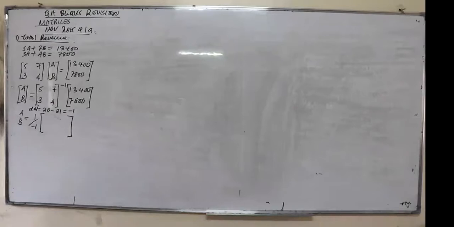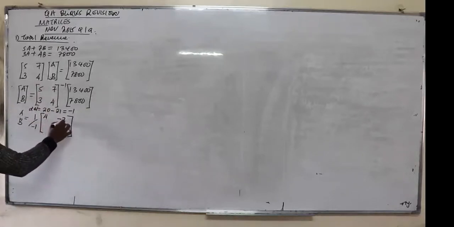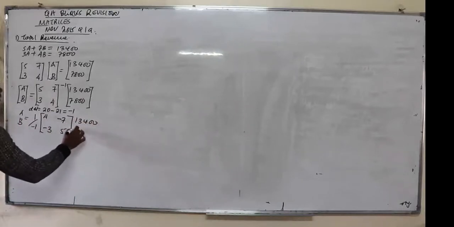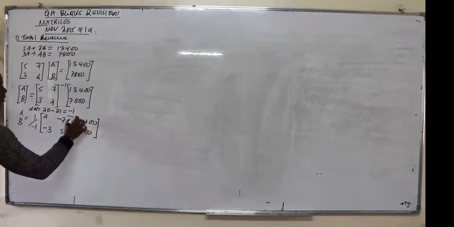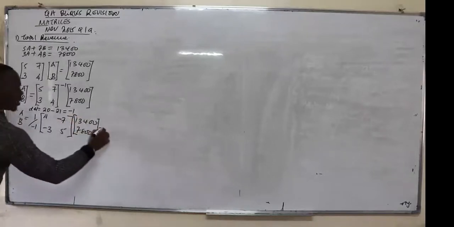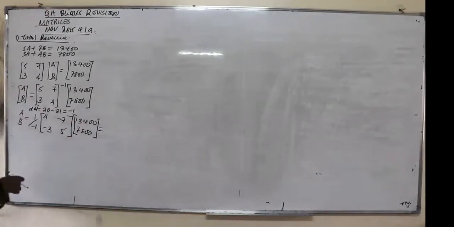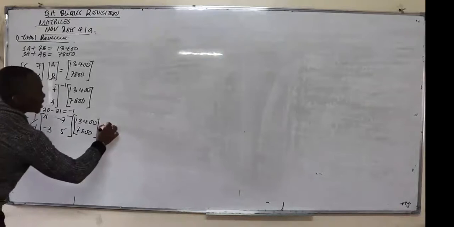Then for the major diagonal elements, you interchange. 4 goes there, 5 goes there. But for the minor diagonal, you change the sign: -7, -3. And then we have 13,400, 7,800. So what do we have? First row, first column, then you divide by -1. So you take 4, multiply by 13,400, add -7, multiply by 78, then divide by -1. You get 1,000.